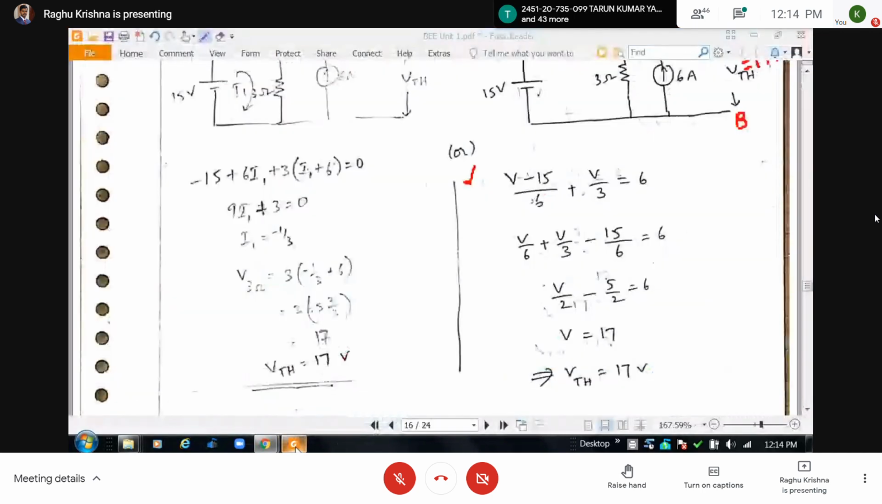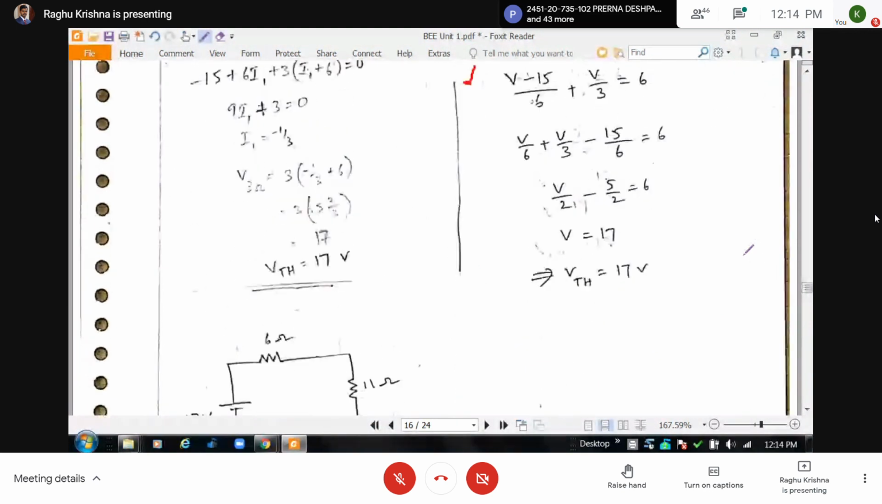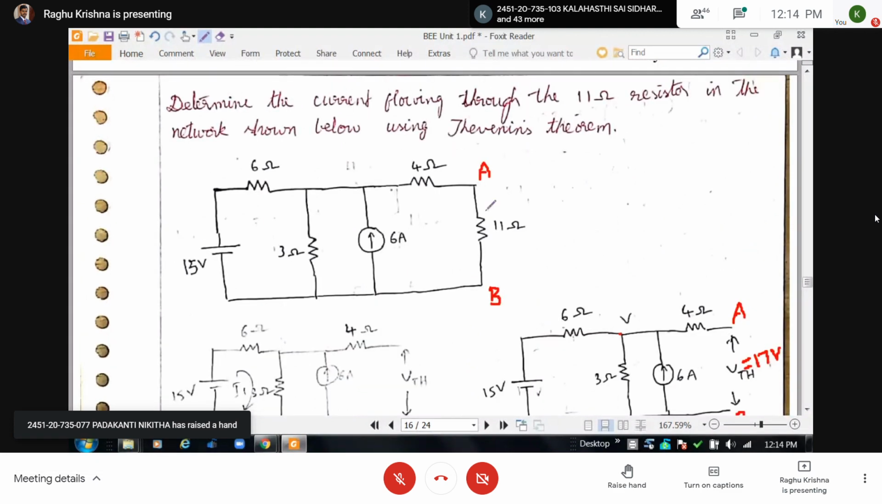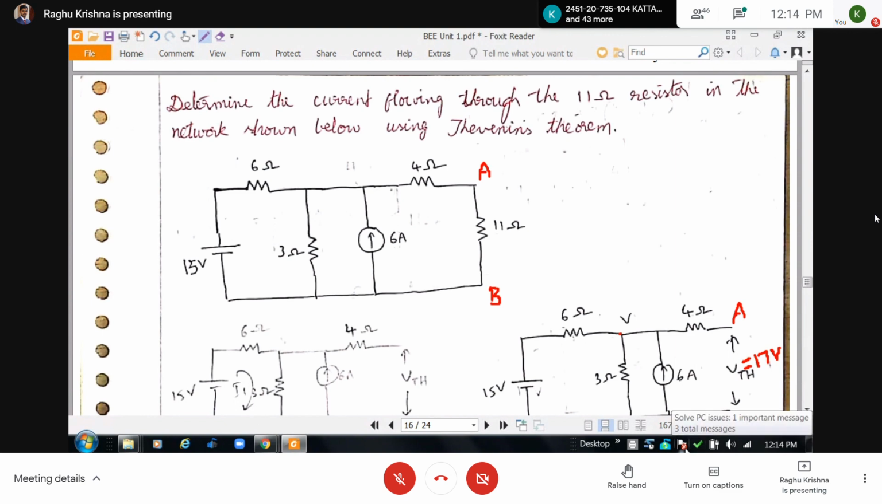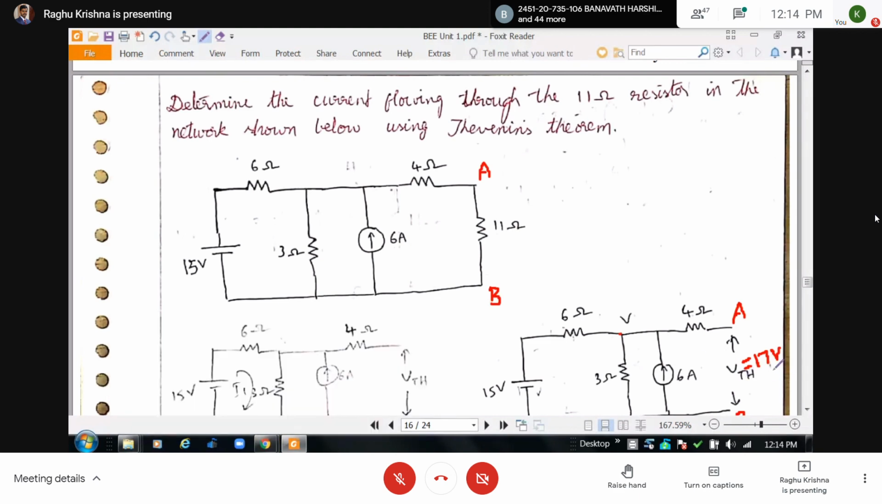So VTH you are going to get as 17 volts. Once you got VTH, then you can find RTH. Is it clear for finding VTH? Do you have any doubts? Please respond. Okay, VTH you got as 17 volts. Now you have to find RTH.